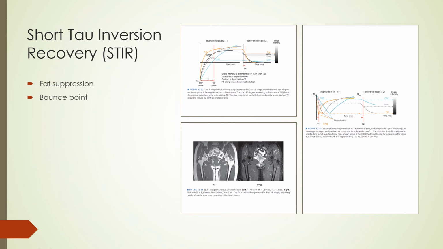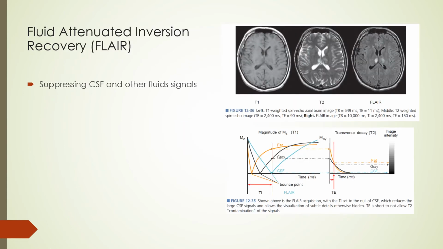By selecting an appropriate inversion time TI, we can suppress signal from different tissues. In the images shown, TI is chosen to suppress the fat signal, so the signal intensity from fat is shown as black. Another special application is fluid attenuation inversion recovery, or FLAIR.